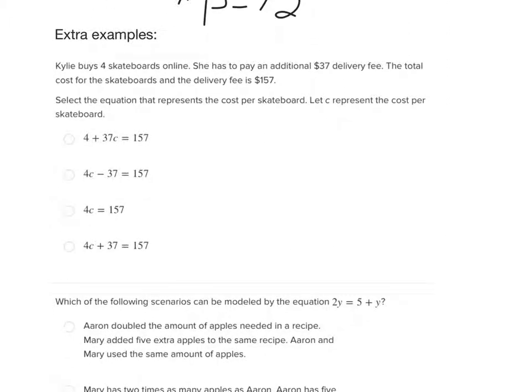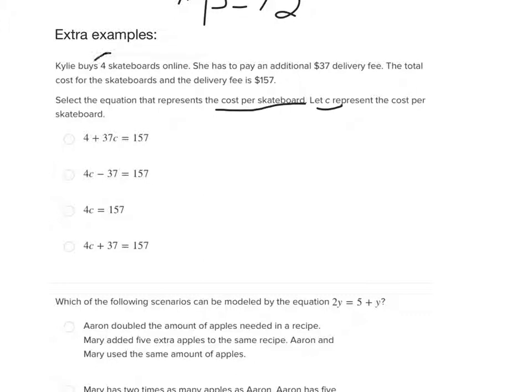Kylie buys 4 skateboards online. She has to pay an additional $37 delivery fee. The total cost for the skateboards and delivery fee is $157. Select the equation that represents the cost per skateboard. Let C represent the cost per skateboard. How many skateboards did Kylie end up buying?